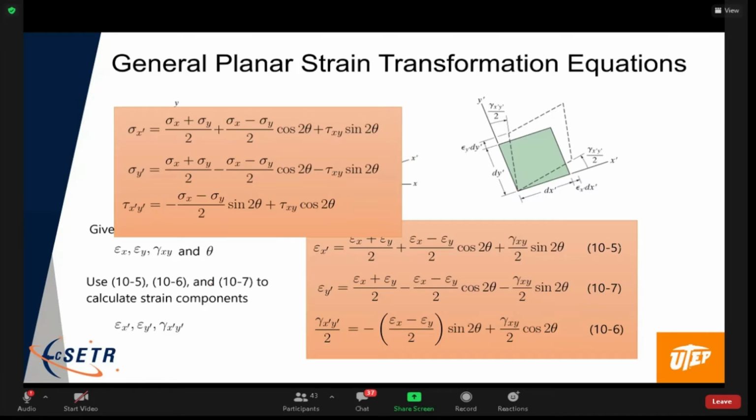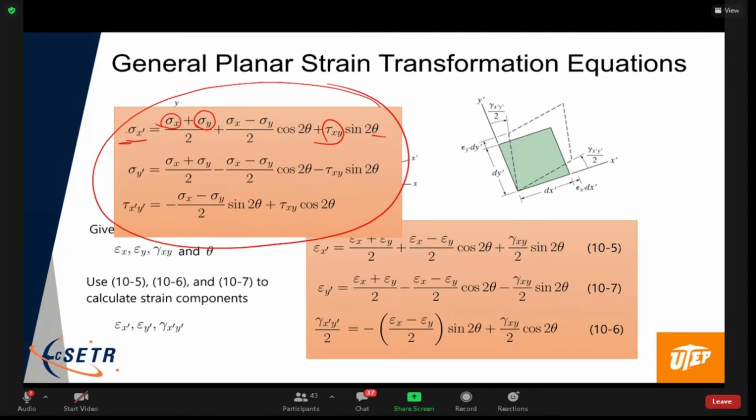Okay, so we had the equations for stress transformation. There they are, right? And so if we were given the stress state, sigma x, sigma y, and the shear stress, and then we were told how much is the planar rotation to the new coordinate system, theta, we were able to determine the normal stresses and the shear stresses in that rotated coordinate system, in that new frame of reference.